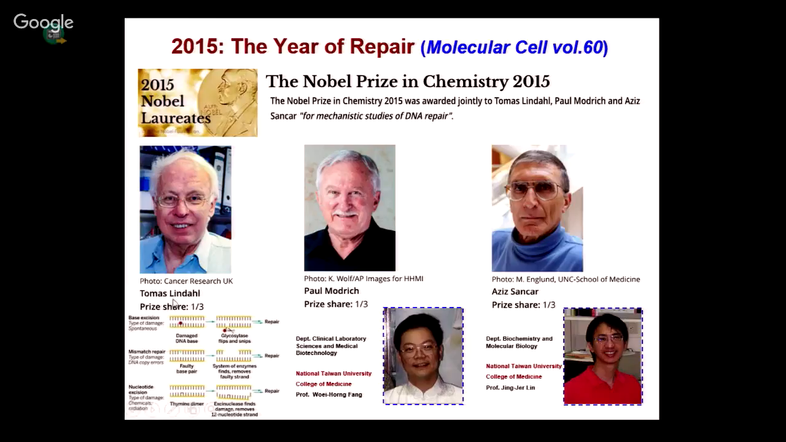For example, Thomas Lindahl is famous for his work on DNA glycosylase and the base excision repair pathway. And Paul Modrich is famous for his discovery of mismatch repair.